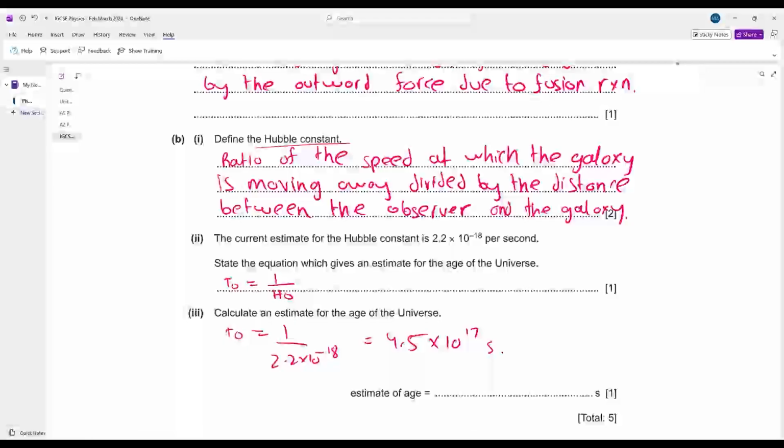Easy peasy. This marks the end of the question paper. If you have any questions, you can ask right away.